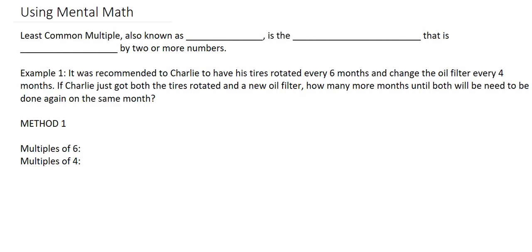So, using mental math. The least common multiple, also known as the LCM, is the smallest multiple that is shared by two or more numbers. So let's look at the first example.